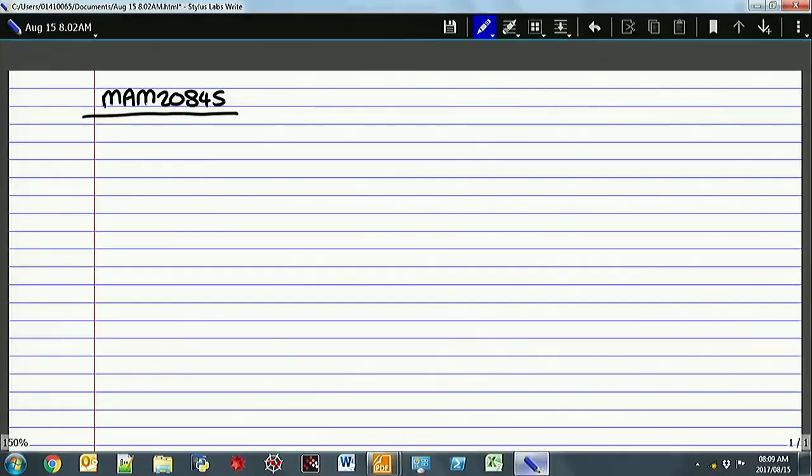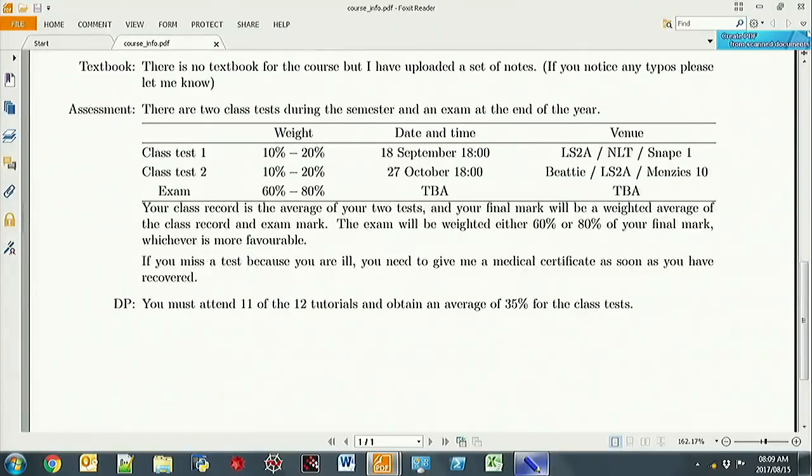Okay. Having said all that, are there any questions about all these administrative arrangements before we go on to the maths? No. All right.